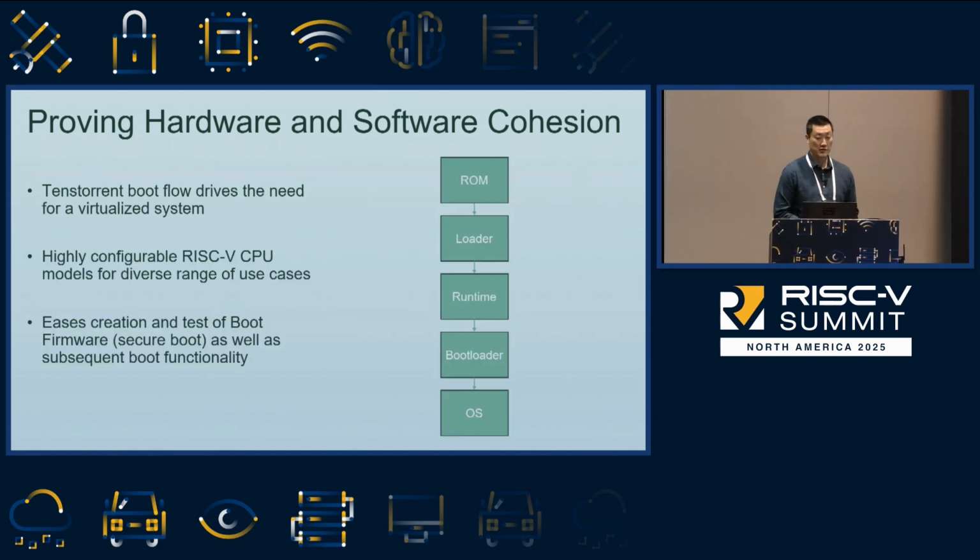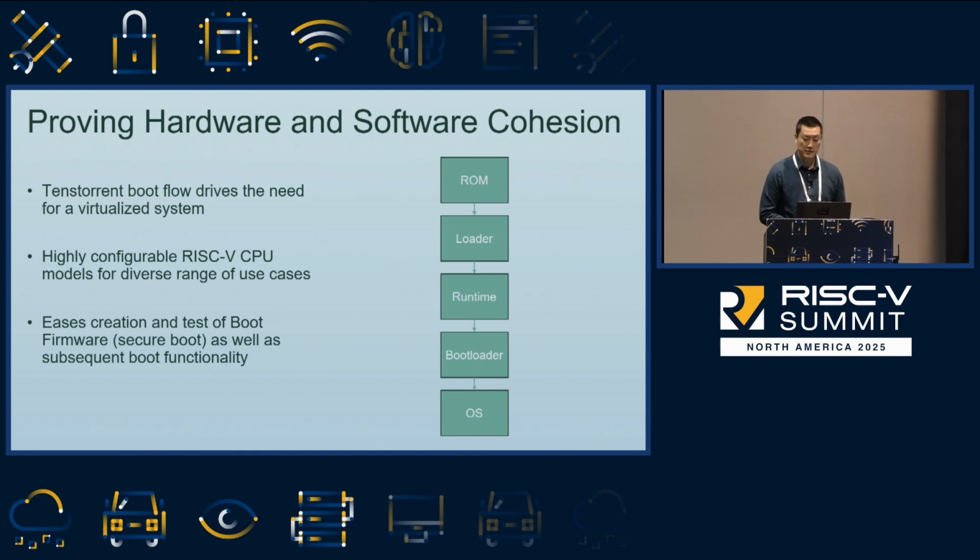Let's go through a concrete example to see how this all fits together. Tenstorrent has a proprietary boot flow that spans multiple software layers and hardware components, from the ROM to loader, runtime software, bootloader, and finally the operating system. Each boot layer can be brought up sequentially, and software developers can add different test cases to ensure that the hardware initialization sequence works as expected for each layer.